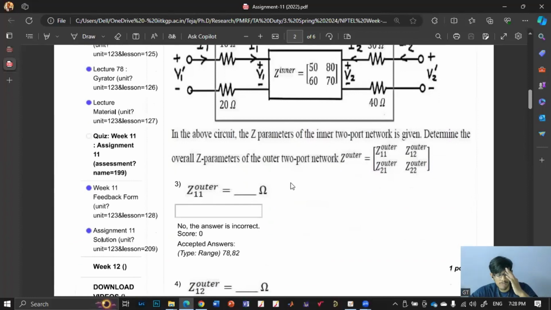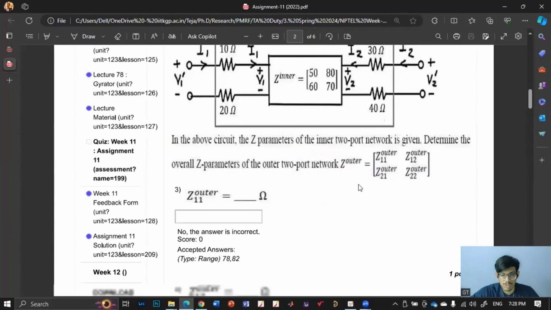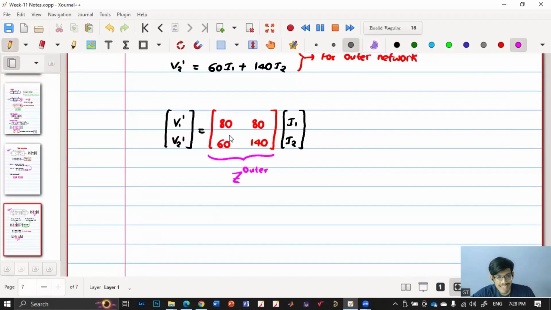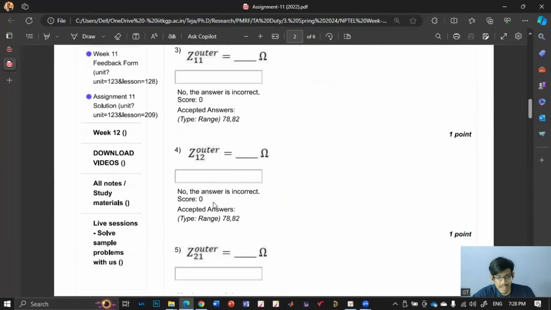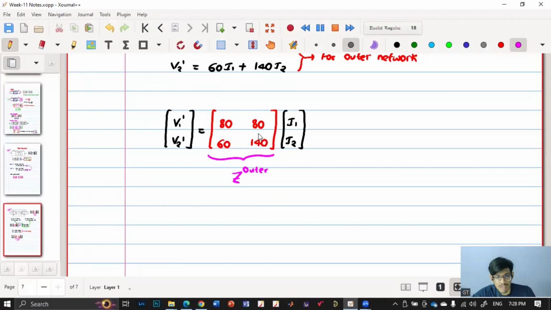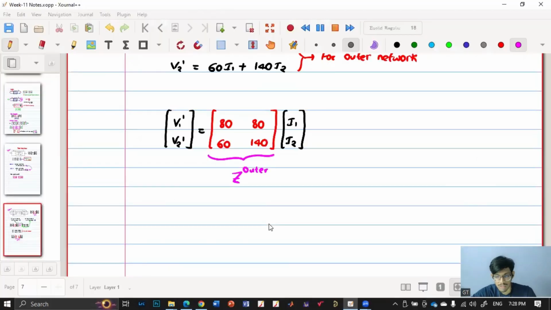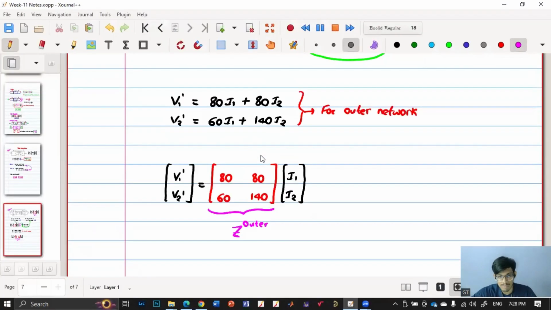So if we go back to this question, they are asking what is Z outer. We got Z outer 11 as 80, so here also it is 80. Z outer 12 also we got 80. Then Z outer 21 is 60, and Z outer 22 is 140, so here it is also 140, and it is matched.